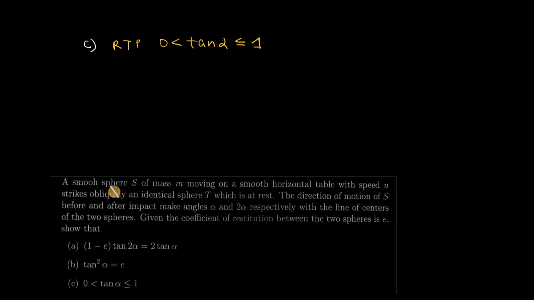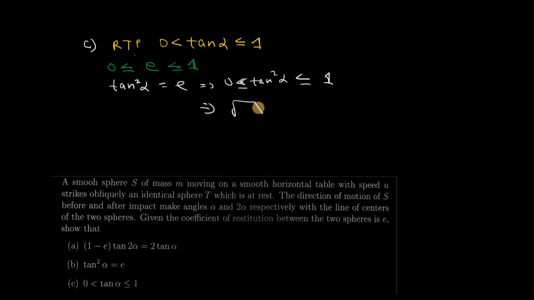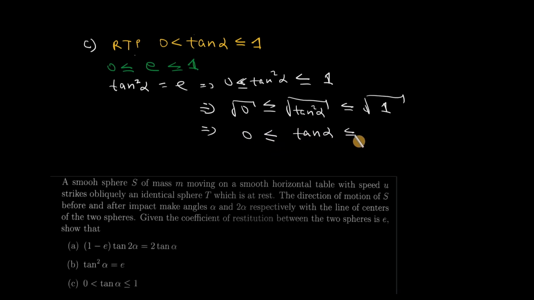We know that the coefficient of restitution E is always a value that ranges from 0 to 1. And from the B part of the question, we know tan square alpha is equal to E. This means tan square alpha ranges from 1 to 0, the same as E. If we take the square root of 0 and the square root of 1, it gives us 0 less than or equal to tan alpha less than or equal to 1.